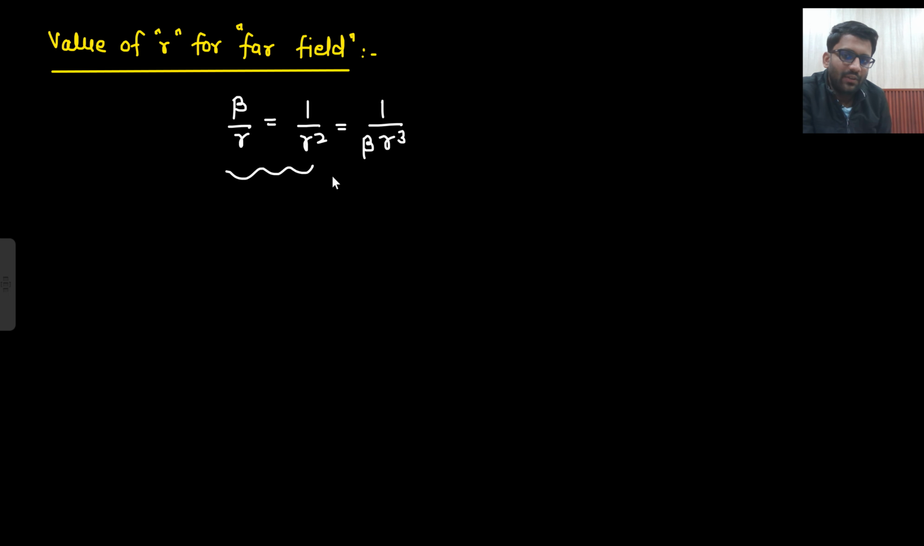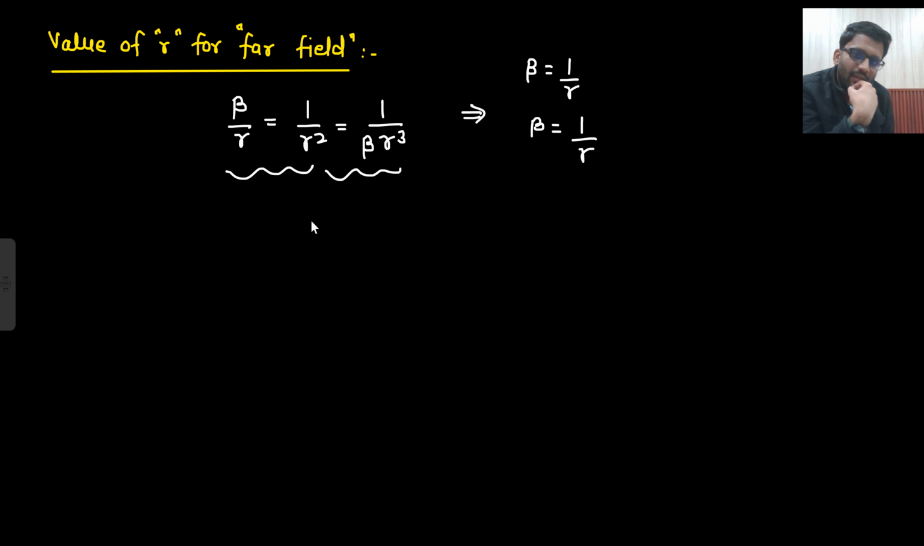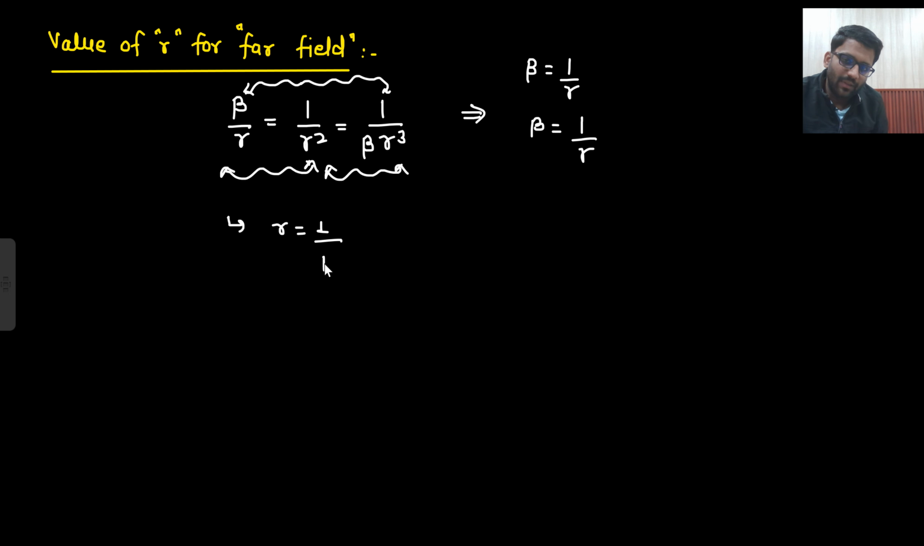You can either solve this equation or this equation. From both equations, what are you getting? Beta is equal to 1 by R. And if you solve these two equations, then also you are getting beta equals 1 by R. If you solve any of these pairs, you always get the same thing: beta is equal to 1 by R. So when I solve this, I get beta is equal to 1 by R, or you can say R is equal to 1 by beta.